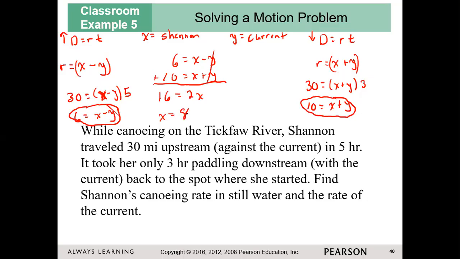So it appears that Shannon is able to paddle at 8 miles per hour, which means the current is going at a constant, average rate of 2 miles per hour. So Y is going to be 2 miles per hour. Okay? So that is it for chapter 3.